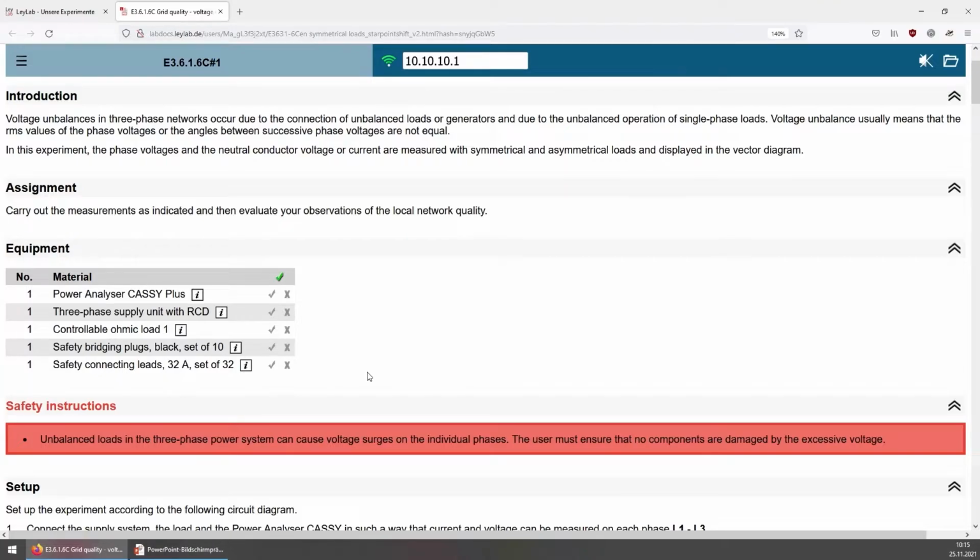In every sheet we have a short introduction, and of course this experiment needs some special instruction, because unbalanced loads in a 3-phase power system can cause voltage surges on one of the phases or even 2 of the phases, which can lead to higher voltages or higher currents than expected and desired. So when you put an unbalanced load on a 3-phase system, you have to know exactly what you have to do.